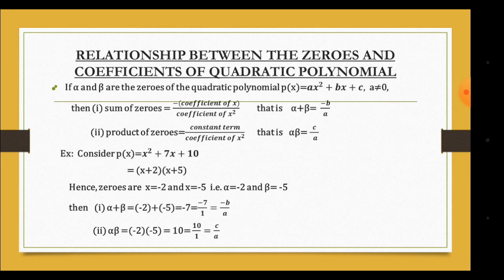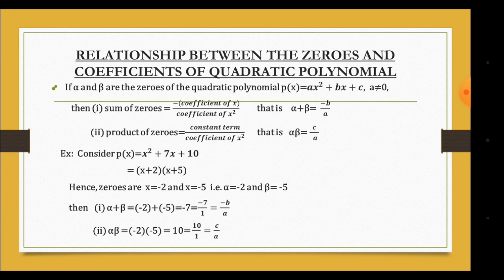Now see the second relation: alpha into beta, that means product of zeros, minus 2 into minus 5, which is equal to 10. That 10 we can write as 10 upon 1. Here again in your polynomial 10 is the value of c and 1 is the value of a. So 10 upon 1 is equal to c upon a. So your second relation, alpha into beta is equal to c upon a. So these are your relations for the quadratic polynomial.